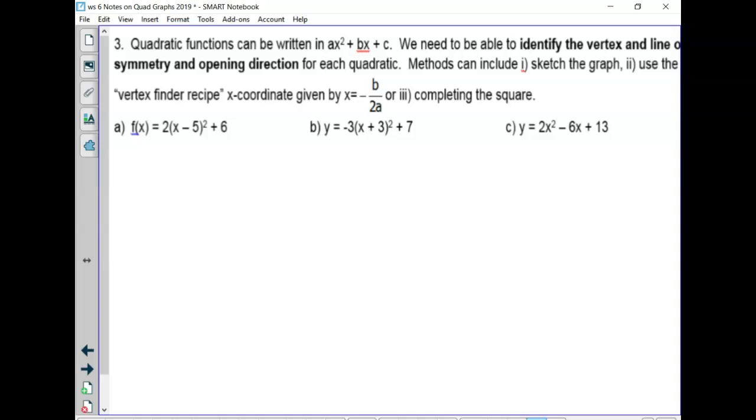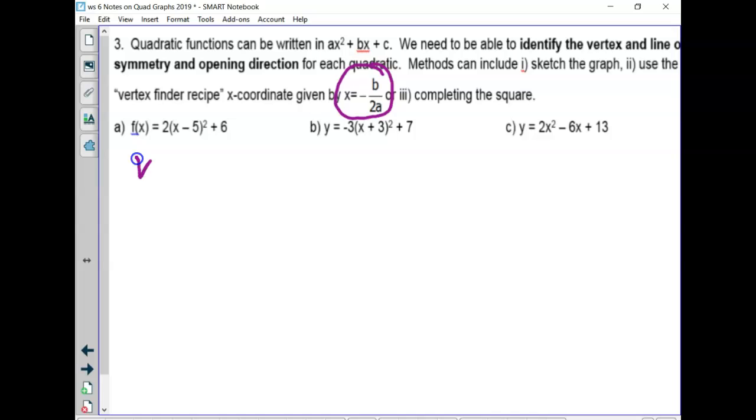All right, let's try these. Quadratic functions can be written ax squared plus bx plus c. We need to be able to identify the vertex and line of symmetry and the opening direction. Methods can include sketching the graph, using the vertex finder recipe, there it's finally written on your notes, or completing the square, which we found we weren't really big fans of. Okay, so we're supposed to find what for these? Vertex, line of symmetry, opening direction.